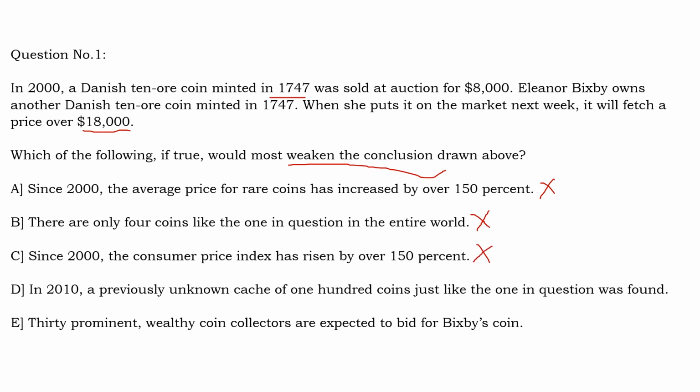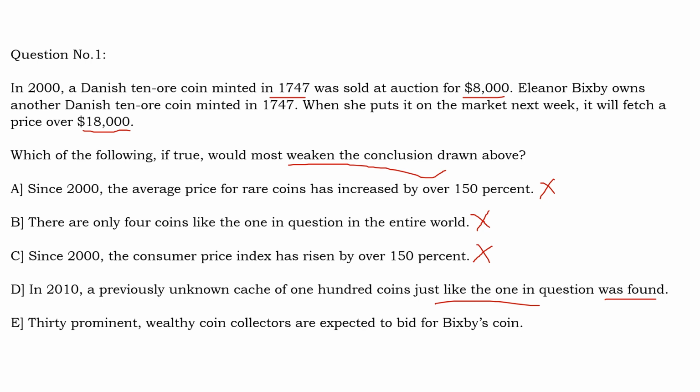In 2010, a previously unknown cache of 100 coins, just like the one in question, was found. So what is happening here? In 2000, she had sold this at an auction for $8,000, and in 2010, what happened? A previously unknown cache. Cache means a previously unknown collection of 100 coins, just like the one in question. Just like the one in question means just like the one Eleanor Bixby has. It was found.